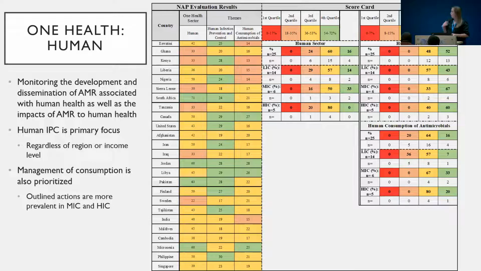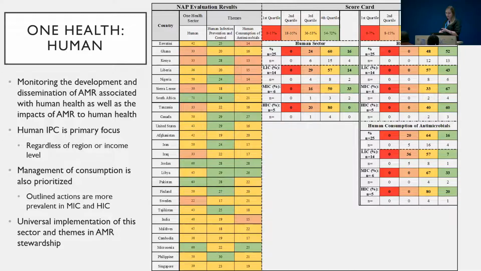We did note that there were outlined actions more in middle income and high income countries than low income. We determined that this was because of limited implementation and regulation resources within these countries, but there is also ease of accessibility. So this highlights one of those gaps within this theme. But overall, for this sector and themes, there's universal implementation within AMR stewardship for human health.